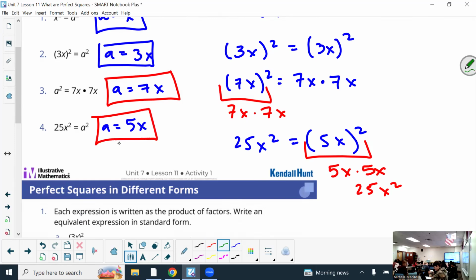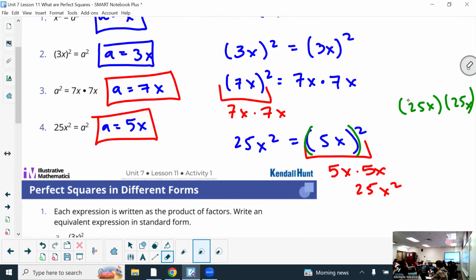Earlier in a different class, they said it had to be 25x. But remember, anytime you're plugging stuff in, you have to use parentheses. Because we're squaring whatever A is, and that includes the 5 too, not just the x. So that squared is 5x times 5x, which is 25x squared. If I plugged in 25x, then I'd have to do 25x times 25x, which is way more than 25x squared. It's too big of a number.